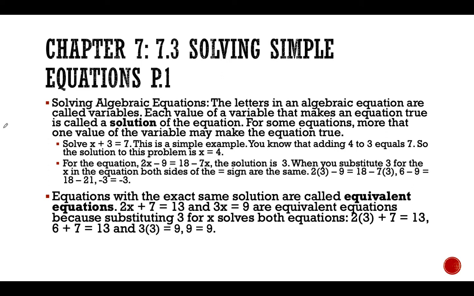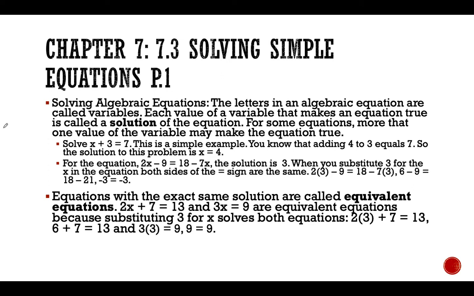For the equation 2x minus 9 equals 18 minus 7x, the solution is 3 because when you substitute 3 for the x in the equation, both sides of the equal sign are the same. 2 times 3 minus 9 equals 18 minus 7 times 3. 6 minus 9 equals 18 minus 21. Negative 3 equals negative 3. So both sides of the equation are the same.